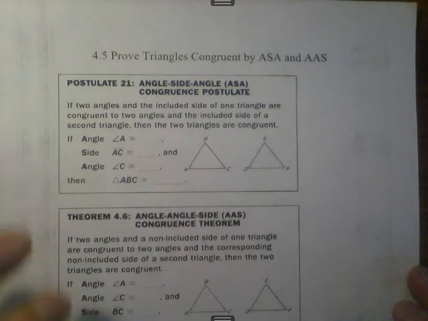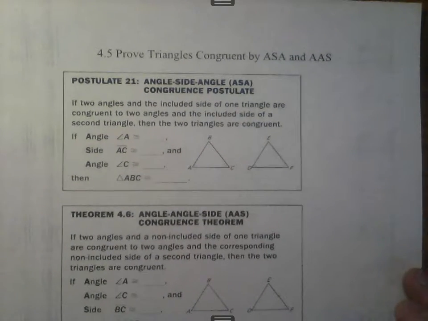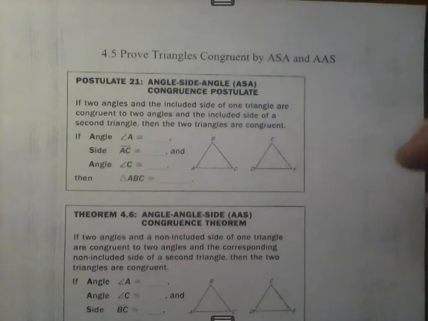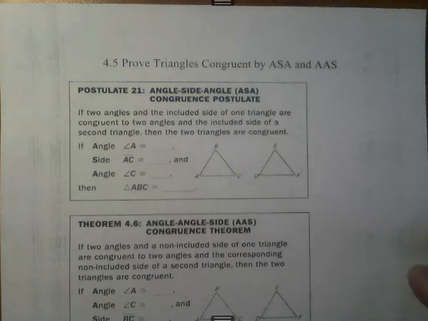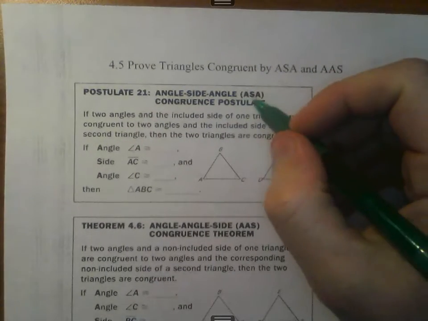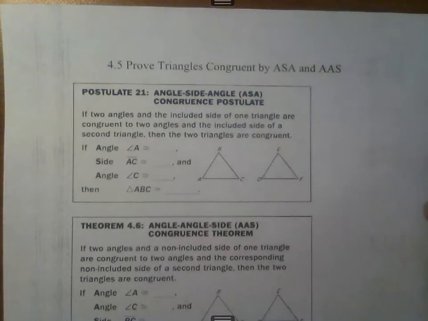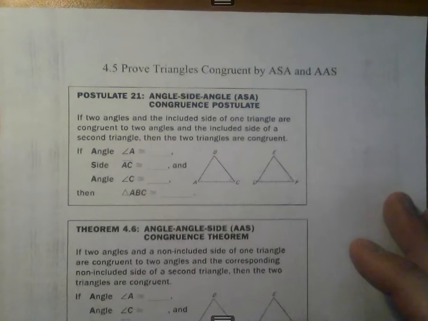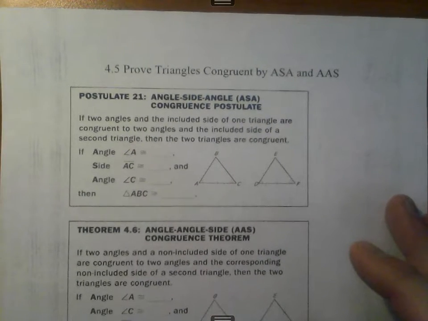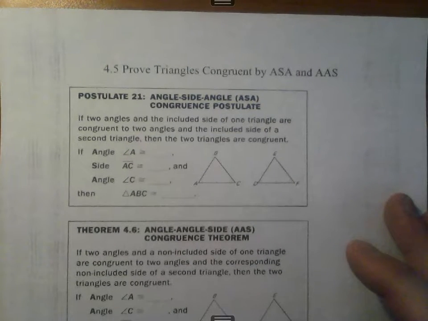Today, what we're going to be looking at is proving triangles congruent by angle side angle and angle angle side. There's two postulates that we have. The first one is angle side angle, which is short ASA, congruent postulate. It says if two angles and the included side of one triangle are congruent to two angles and the included side of a second triangle, then the two triangles are congruent.